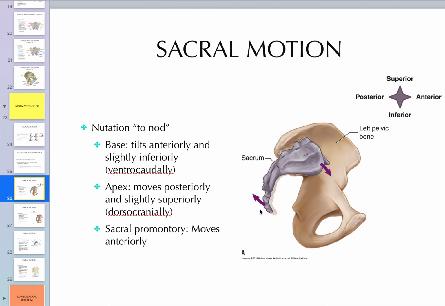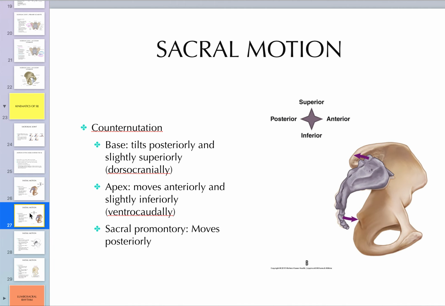So sacral motion, finally we get into it. Like I mentioned, there are two typical motions of the sacrum: nutation and counter nutation. Nutation means to nod, right? So you can imagine the sacrum nodding forward. The base of the sacrum will tilt anteriorly and slightly inferior, while the apex of the sacrum will move posterior and slightly superior, okay? The sacral promontory, like I mentioned earlier, will move anteriorly. So just spatial orientation for you.